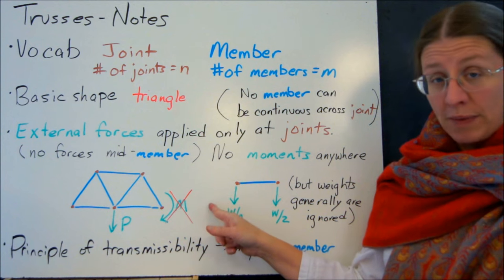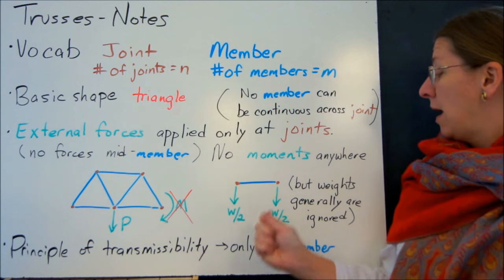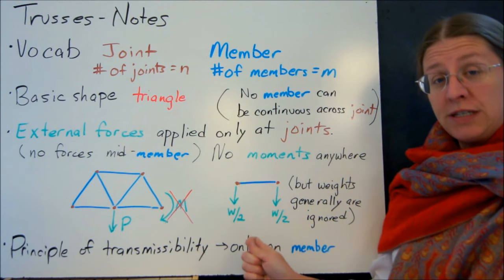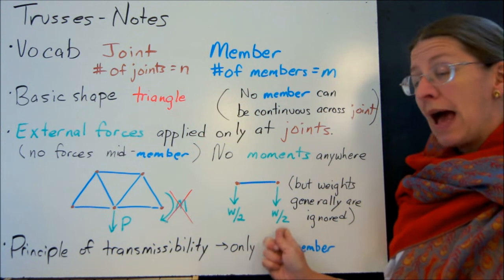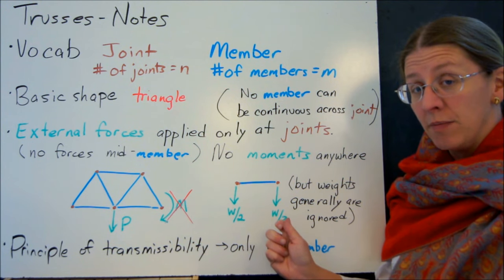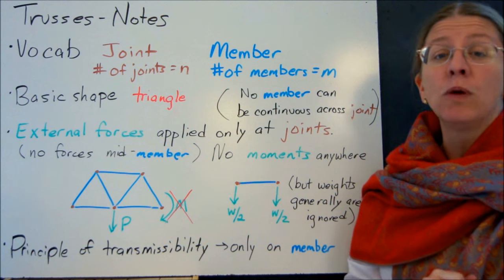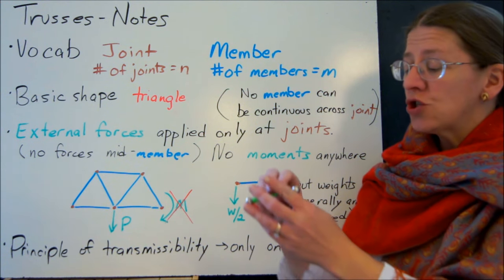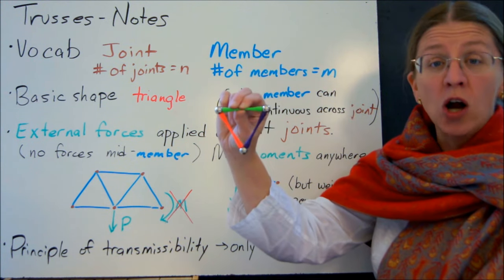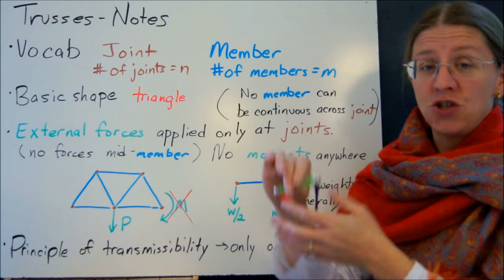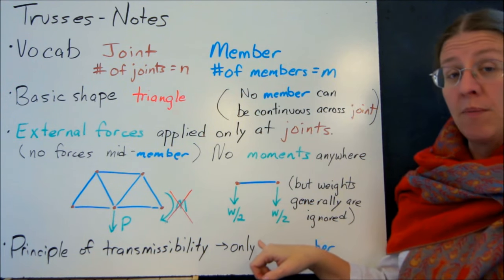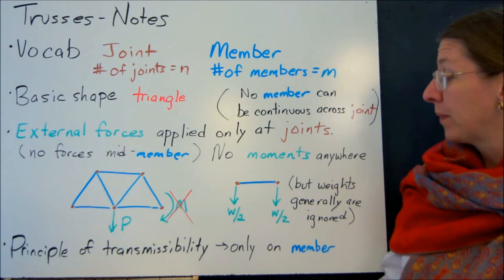There aren't going to be any moments. Same thing. If you need to deal with the weight, that means that you have to put the weight half at each joint on either end of the member. Most of the time, we don't even bother. A truss structure is so much stronger than any individual weight of its members that generally these weights become part of the noise and we ignore them.